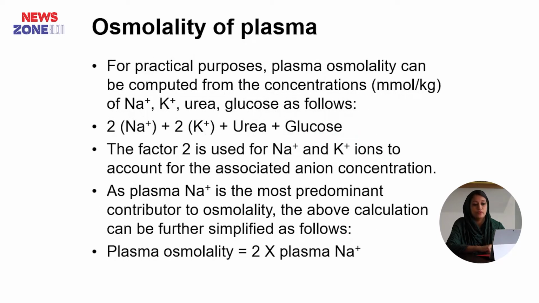Osmolality of the plasma. For practical purposes, plasma osmolality can be computed from the concentration of sodium, urea and glucose by the following formula: 2 into sodium ion plus 2 into potassium ion plus urea plus glucose. Here the factor 2 is used for sodium and potassium ion to account for the associated anion concentration. As plasma sodium is the most predominant contributor to plasma osmolality, the above calculation can be further simplified as the following formula: plasma osmolality equals 2 into plasma sodium ion concentration.